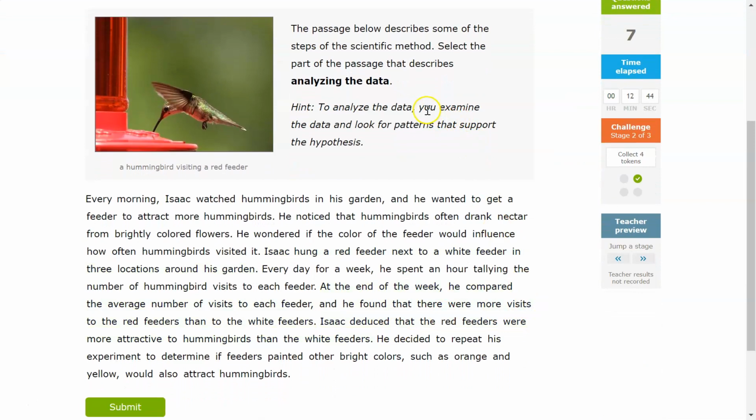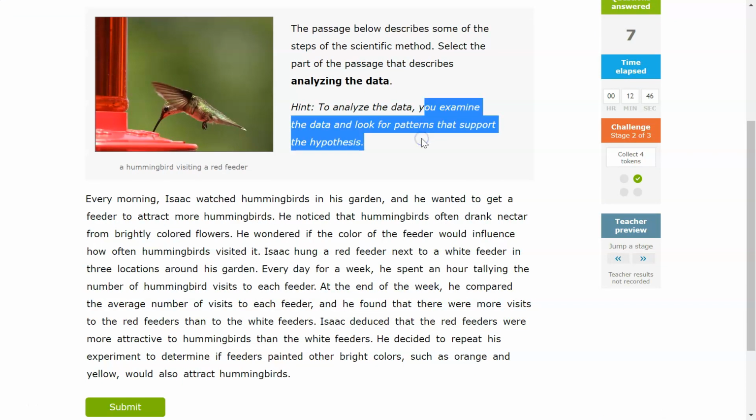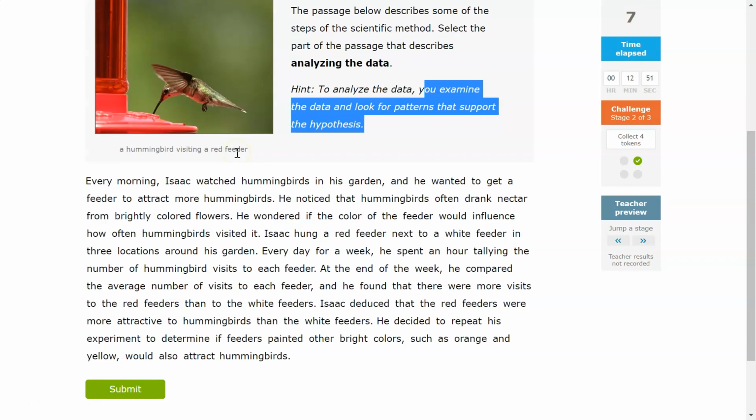Next part, analyzing the data. You need to examine data and look for patterns. So basically any part where we're looking at data and it looks like they're trying to figure out what it means. Every morning Isaac watched hummingbirds. Nope. He noticed hummingbirds often drank. Nope. He wondered if the color of the feeder would influence it. Nope. Isaac hung a red feeder. You're getting closer, but nope.